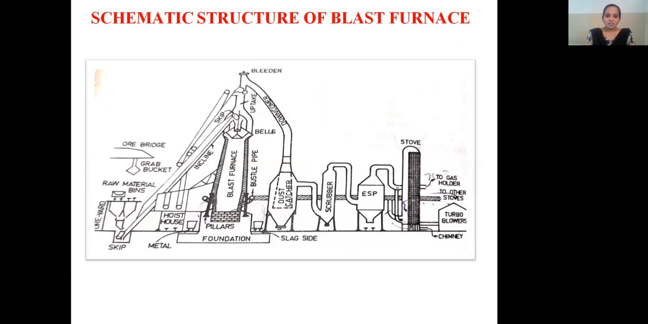Next. Here you can see the schematic diagram of blast furnace, the line diagram. Here you can find the blast furnace proper. This is the gas cleaning system. Here we have shown only one stove, but usually in the industry, there are four stoves. Two are on gas, two are on blast.